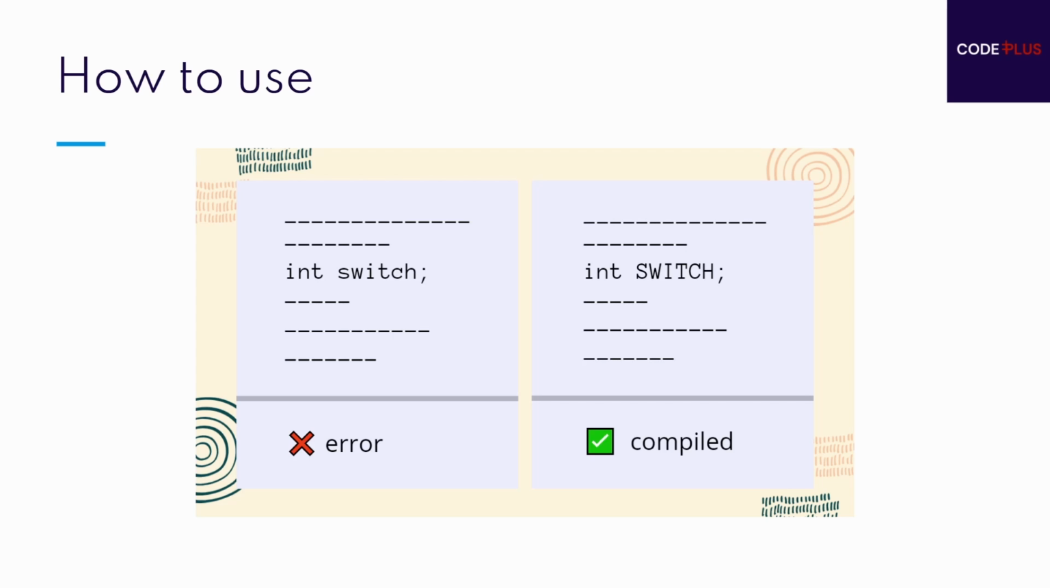Suppose you wanna define a variable as an integer type. For this, you will write int and then the variable name. But if you use a keyword as a variable name, like int switch, it will cause an error. As C++ is a case-sensitive language, you can use the keyword's name but with uppercase letters.